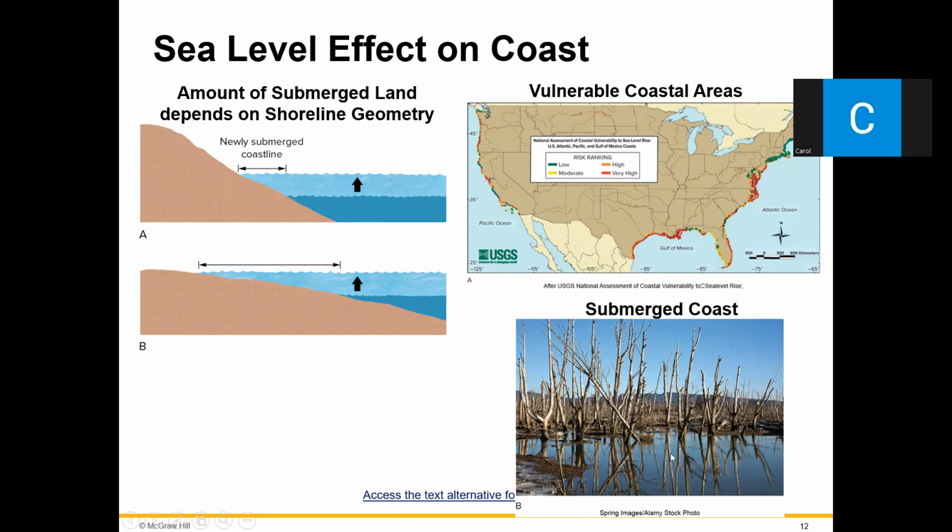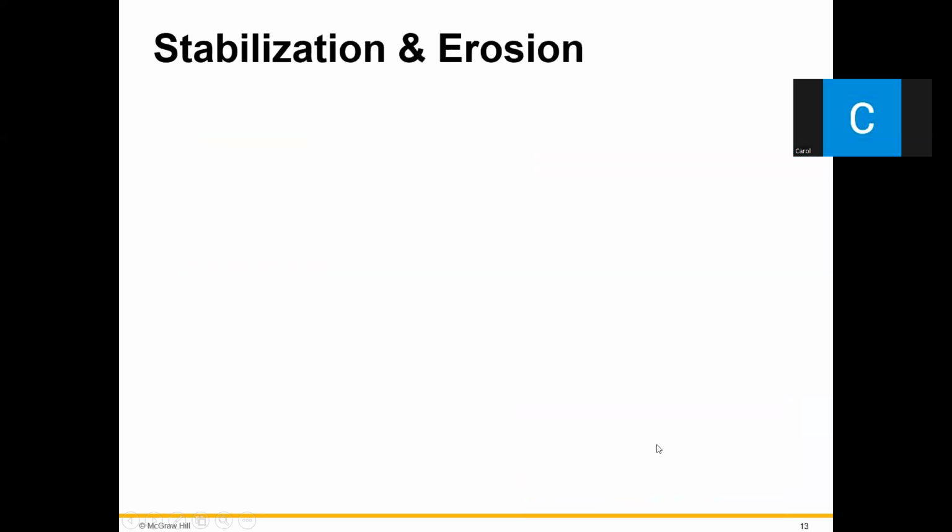And then here's just a picture of a submerged coastline. And that is it for rise and fall of sea level.